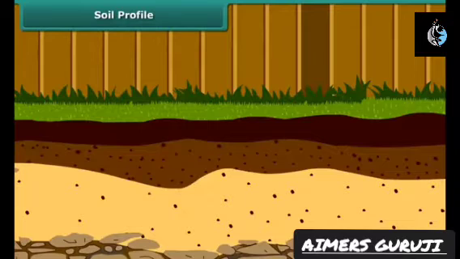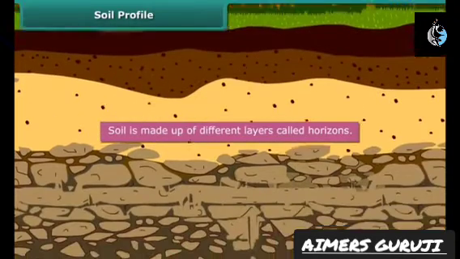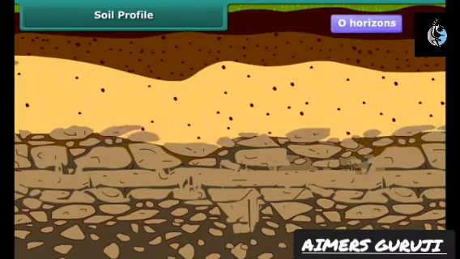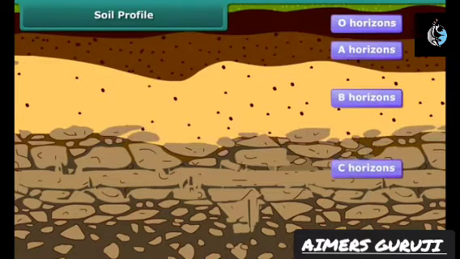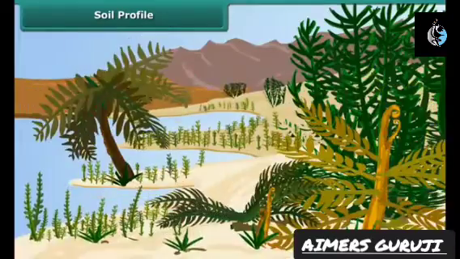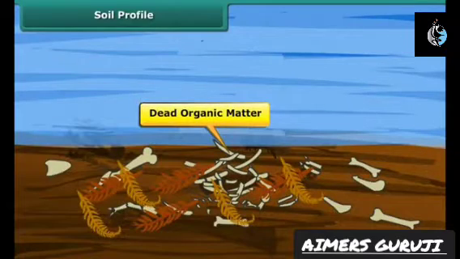Soil profile. Soil is made up of different layers called horizons. Each horizon has its own characteristics. A soil basically has 5 horizons, namely O, A, B, C, and bedrock. The first layer is called the O horizon. This layer contains dead organic matter that lies on the surface. This mostly consists of fallen leaves and decaying animals.